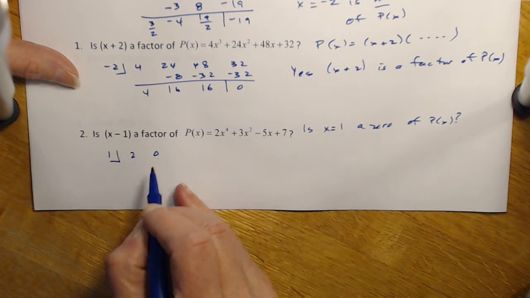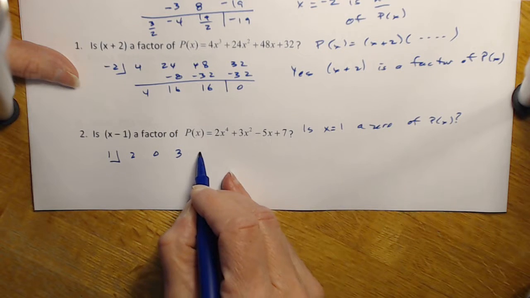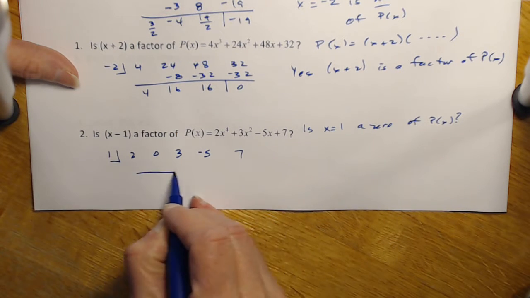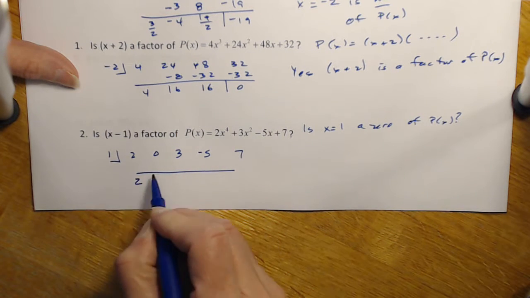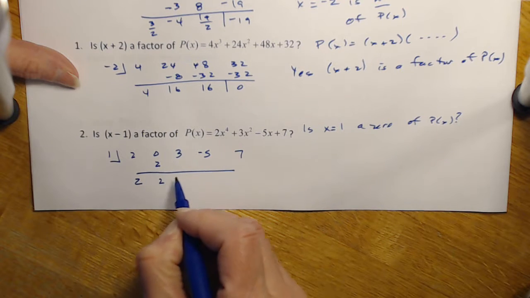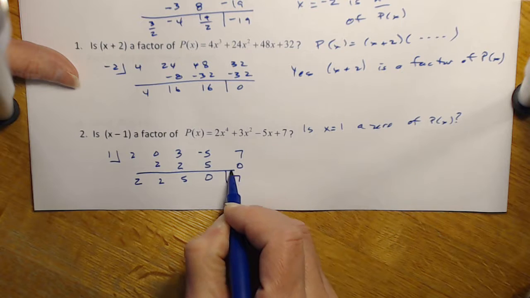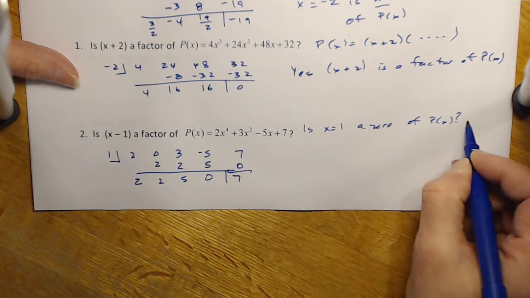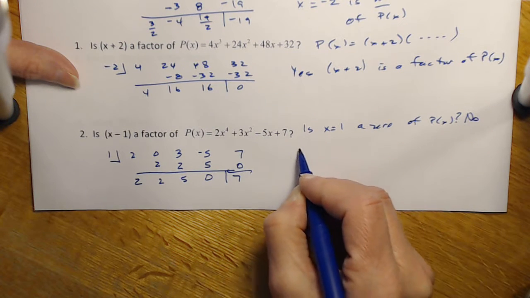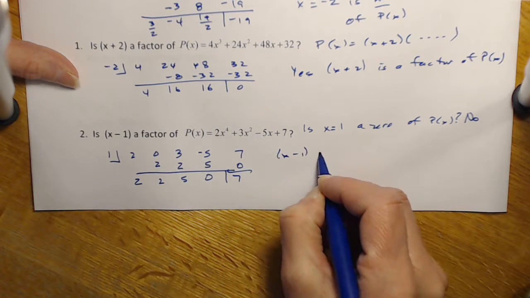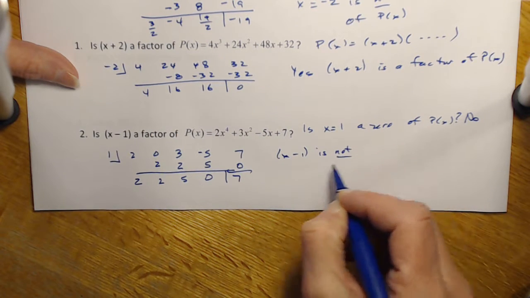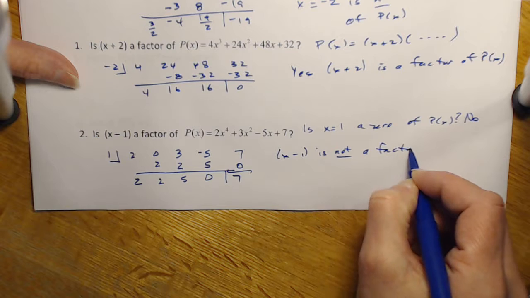Remember, we have no x cubed, 0x cubed, 3x squared, -5x, 7. Multiply, add, coming down. Our remainder is 7, so no. X minus 1 is not a factor. You would need remainder 0.